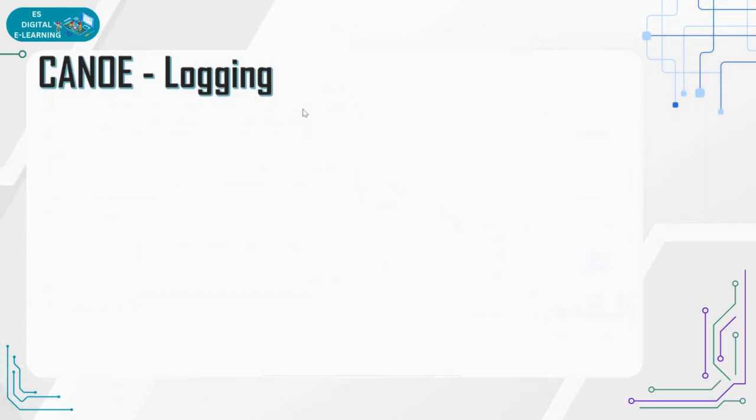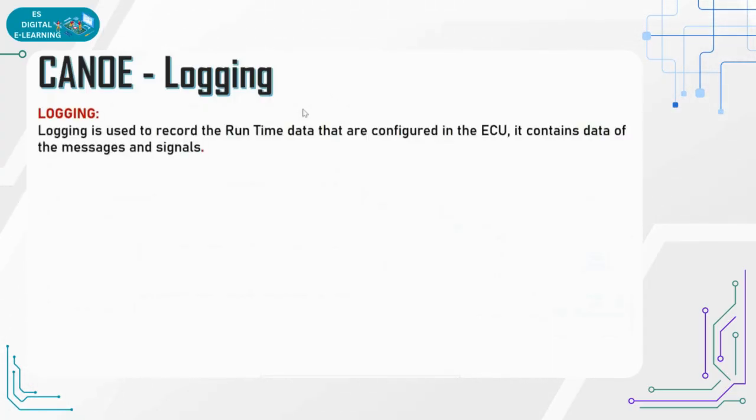Okay, so that is about the CAN logging, CANoe logging. Here specifically the data of the CAN or LIN or any protocol data that you are able to monitor should be logged. Logging means you need to view and store the data. What is logging? Logging is used to record the runtime data that is configured in the ECU. It contains the data of the messages and signals, related to any protocol.